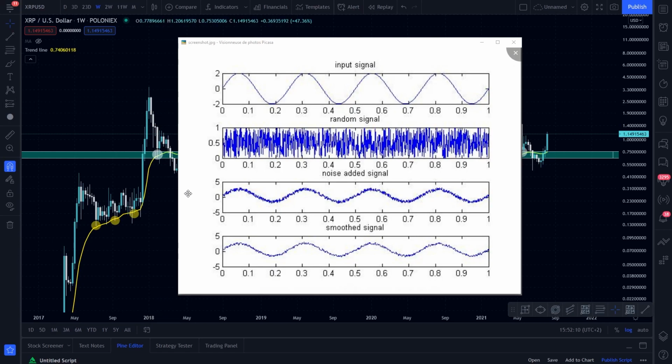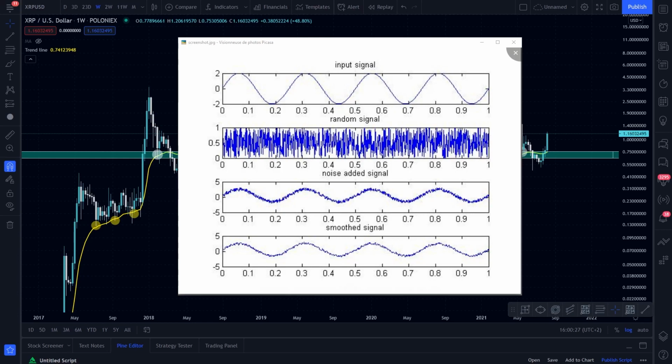The fourth chart is the moving average of the noisy signal just above. As you can see, it is less noisy than the previous one because the moving average smoothed the signal. That's why there is less noise in it. There are fewer high frequencies in it, less randomness, which means the final signal, the smoothed one, is closer to the input signal. And that's exactly what we wanted. Of course, it's not perfect, but it's way better than the noisy one. Okay?